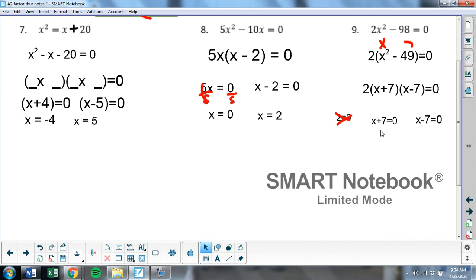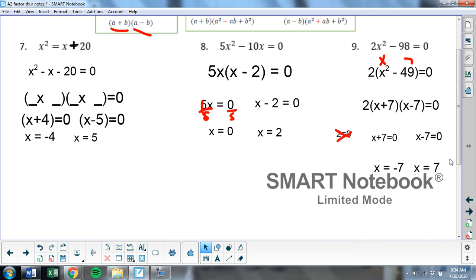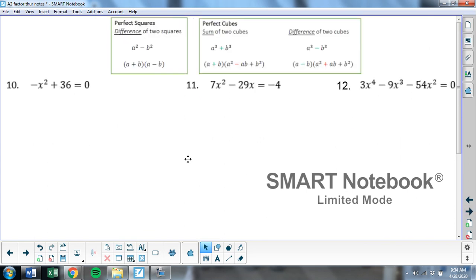But this will, if I subtract 7 on both sides, I will get answers of -7 and 7. There was no x here, so that's why I didn't get a solution from that factor. All right, good. We have 3 left. If you want to pause the video and attempt them without any help, that might be a good idea. Let's look at 10.